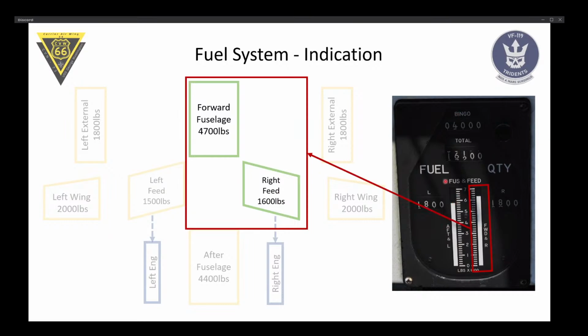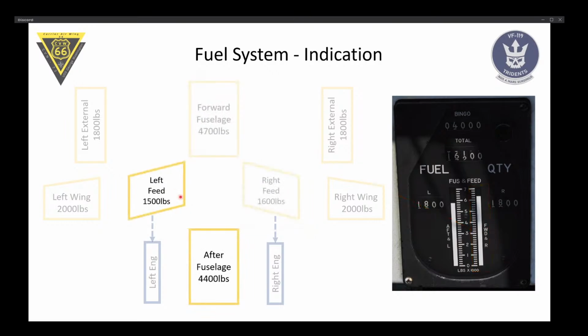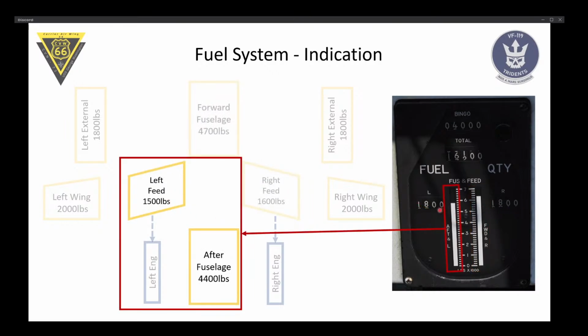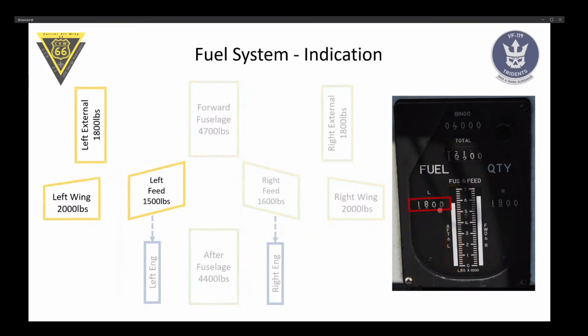Let's take a look at the indicator. We have these two tapes, and they will always show the quantity in the aft and forward and left and right systems respectively. Then we have these dials here, and they will show a value dependent on the fuel quantity switch. In the normal mode of operation, when the fuel quantity switch is in the normal position, they're going to show the fuel quantity in the left and right feed tanks.